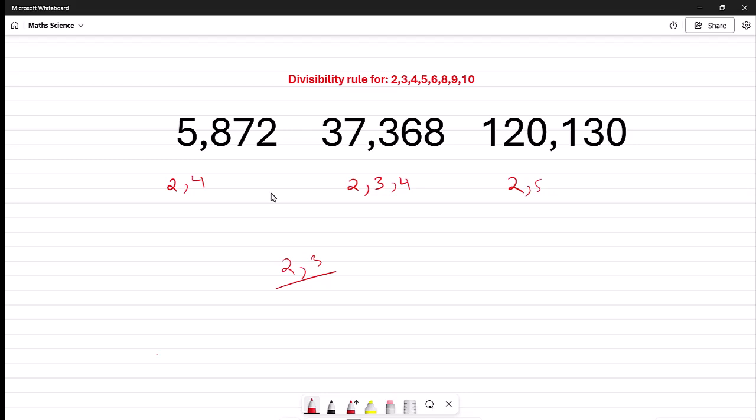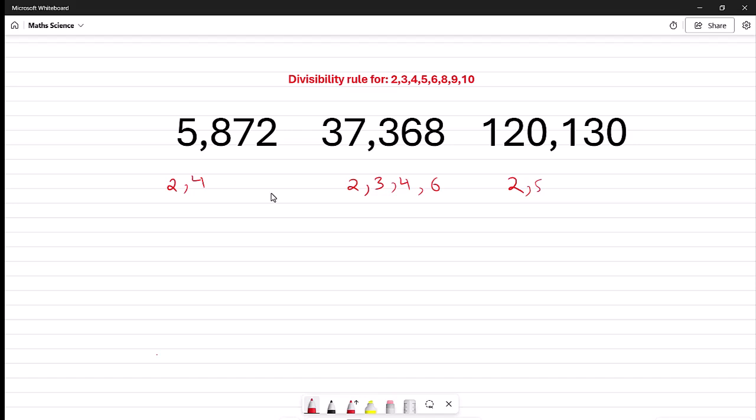This is divisible by both 2 and 3. So this means this is also divisible by 6 because 6 is just a multiple of 2 and 3. And then it's divisible by 2 but not by 3. So this means this is not divisible by 6. Okay, now let's check if the number is divisible by 8.